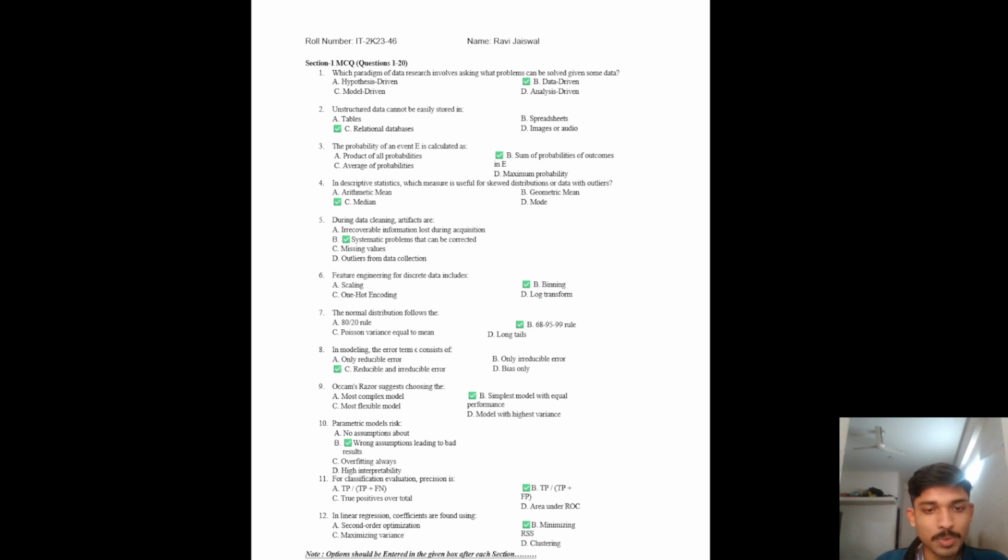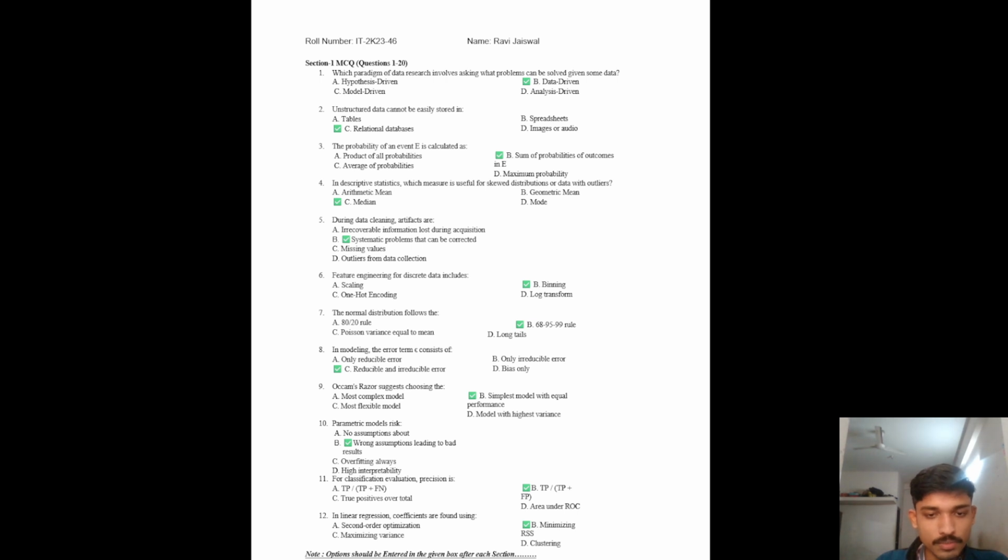And the tenth one is: parametric models risk. Correct answer is B. It risks wrong assumptions leading to bad results, because parametric models have both input and output. So if our assumptions are wrong, then it will also lead to bad results.